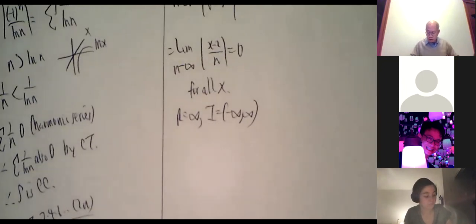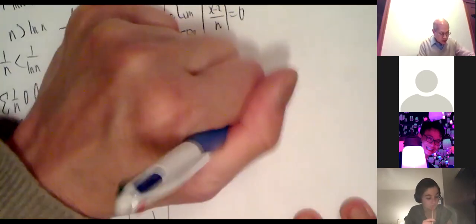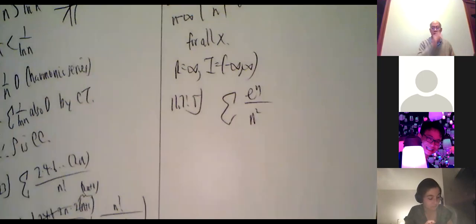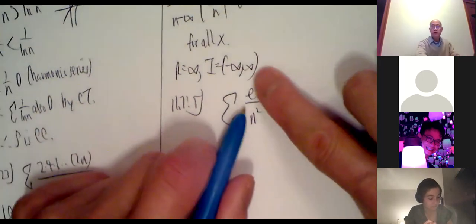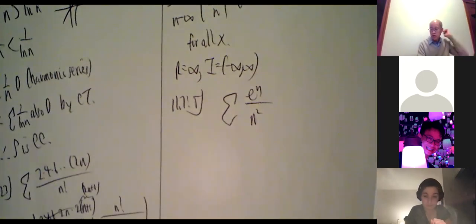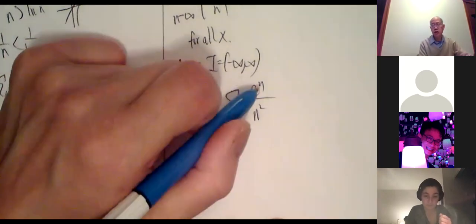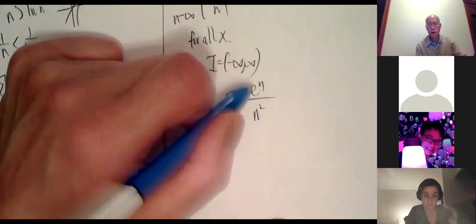11.7, number 5, can I do it by a P series? The answer is no, because it doesn't look like a P series. A P series would be 1 over n squared, but it's e to the n over n squared. That one I would do by the ratio test. So P series is only if you have 1 or a constant like 4.